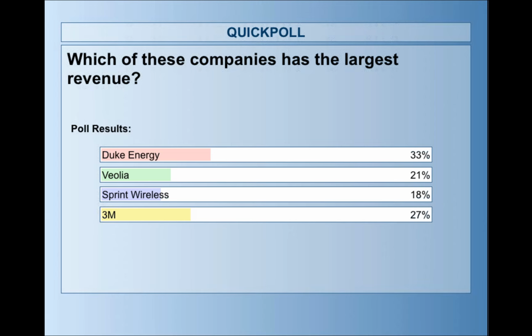Really, only 18% heard of Sprint Wireless? But I also note here that of all these companies, the largest one is Veolia. And 21% of you thought it was the largest, and you were right. About $46 billion in annual revenue. Next would be Sprint Wireless at $35 billion, and 3M at $32 billion. Veolia is perhaps the world's largest provider of water technology and solutions. And if you haven't got to know it yet, you probably will get to know it very soon.